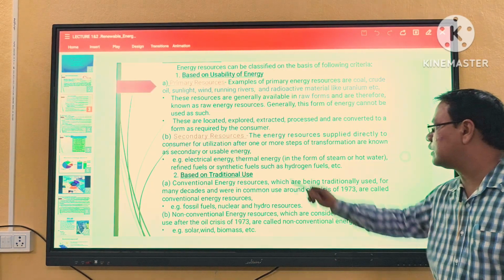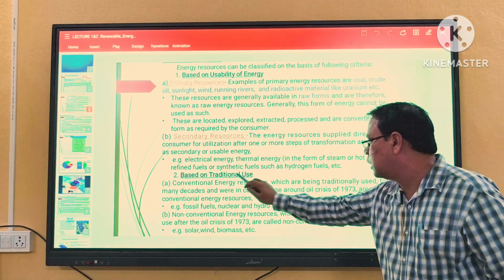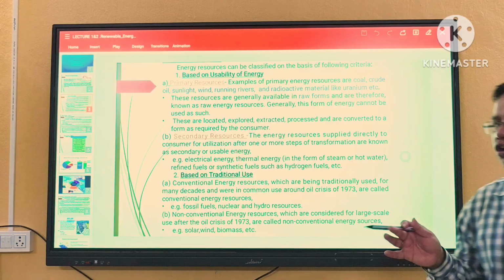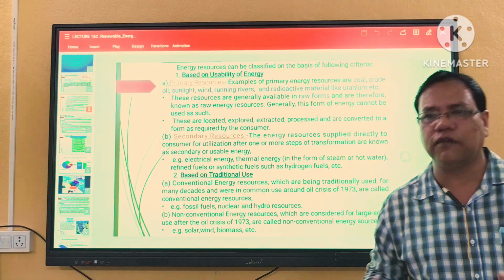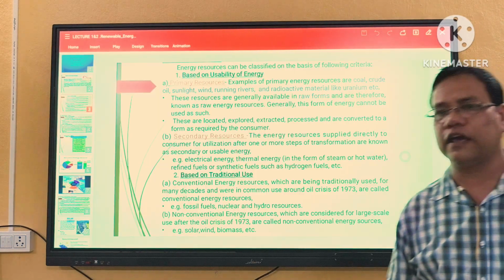Examples of secondary resources are thermal energy, the form of heat of water, refined fuels, and synthetic fuels. Crude oil is unrefined, but we have to refine it; that is called refined fuel. These are also examples of secondary resources.